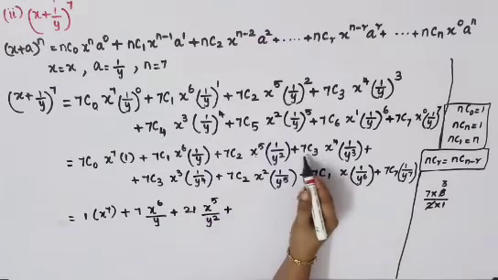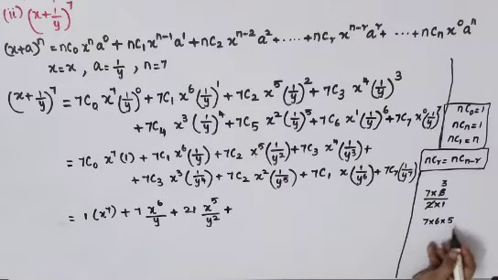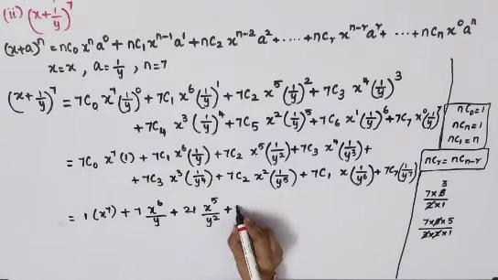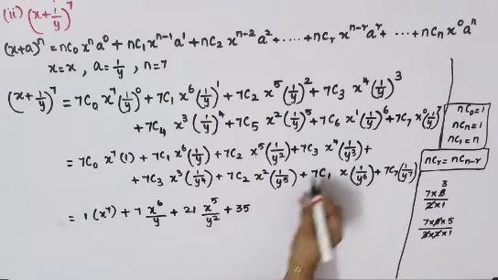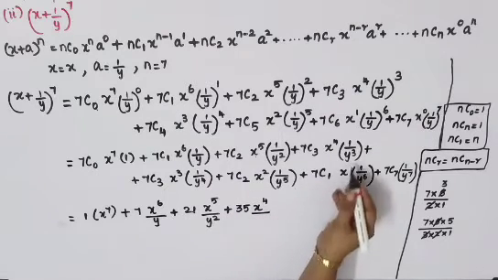Plus next is 7c3, we'll have to find it. So 7 into 6 into 5. 3 is there, okay. So 3 terms down divided by starting with 3. So 3 into 2 into 1. You can cancel this 3 2s are 6 with this 6. So we'll get 7 5s are 35. So 35, this x power 4 is there, divided by y cube.